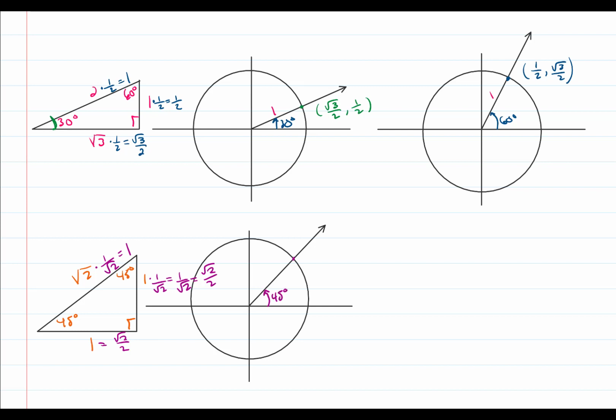and where it intersects the unit circle. Again, the unit circle meaning that this radius, or that distance from the origin to the point where the terminal side intersects the unit circle, would be a value of 1.